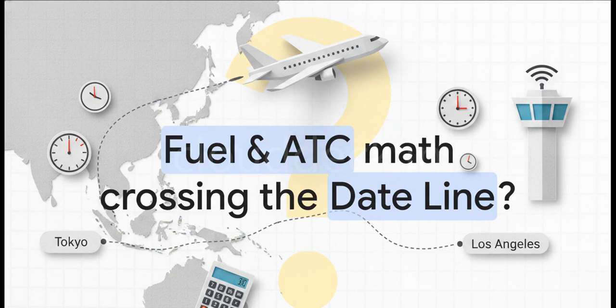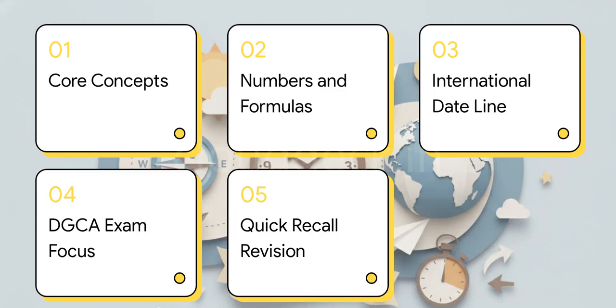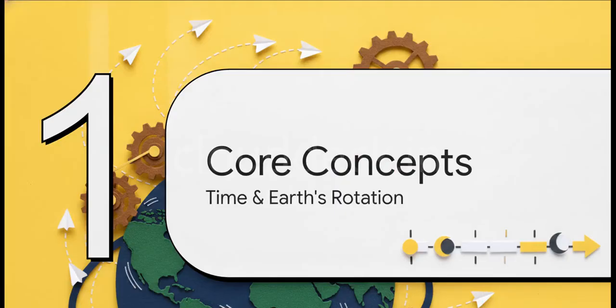So this isn't just some boring textbook exercise, guys. This is everyday pilot math. It's the real deal. Okay, let's dive into this. Here's our highly structured roadmap for today to get you totally exam ready. First, core concepts explained. Second, the numbers and formulas. Third, the international dateline. Fourth, our DGCA exam focus. And finally, a quick recall revision. Let's get to it. Starting off with Section 1, Core Concepts Explained.